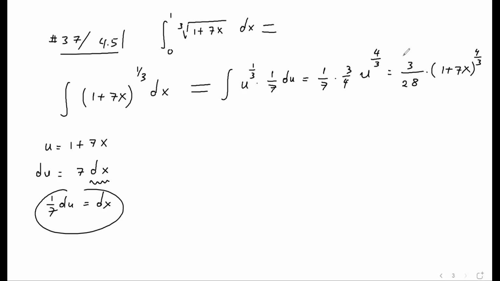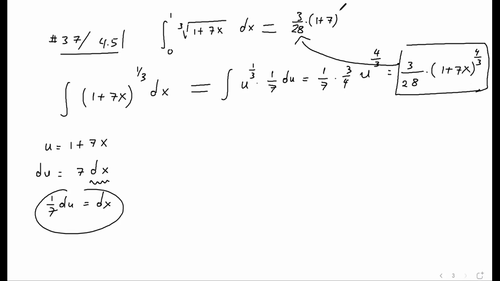All right, this is the one. This is not the answer to my problem. This is the thing that I'm going to use in here. So I'm going to substitute 0 and 1 in this formula, starting with 1 because we subtract, right? So this is going to be 3 over 28 times 1 plus 7, which is 8, to the 4/3, minus 3 over 28 times 1 plus 7 times 0, so it's going to be 1 plus 0, to the 4/3.